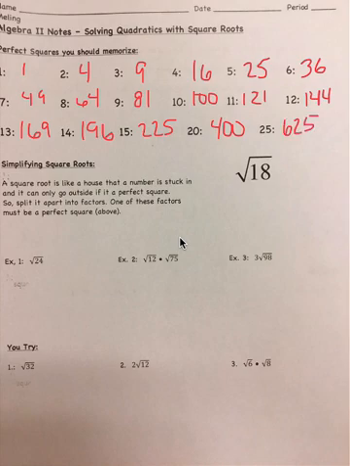Now, when we're simplifying square roots, a square root is like a house that a number is stuck in, and it can only go outside if it is a perfect square. So we need to split these into factors. If we look at 18, that's square root of 9 times square root of 2. So this becomes 3 square roots of 2.